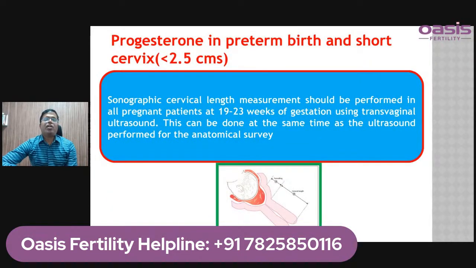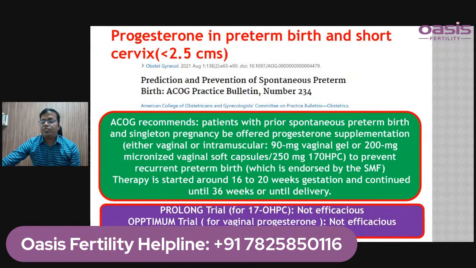Similarly, progesterone is also used in case of preterm birth, especially in short cervix, where the cervix length is less than 2.5 centimeters. It has been shown that sonographic cervical length measurement should be performed in all pregnant women, especially during the anomaly scan, and if it is found less than 2.5 centimeters, either you can go for suturing. Most doctors are in the practice of suturing, but you can use progesterones also, which can avoid the necessity of suturing operations.